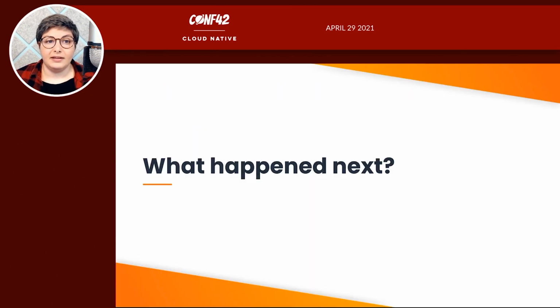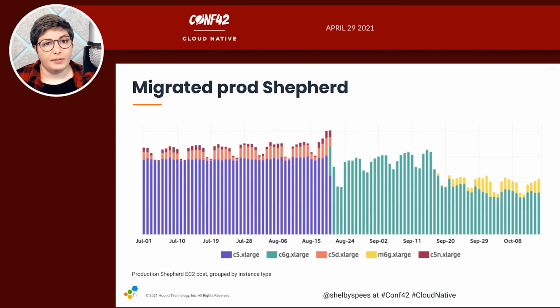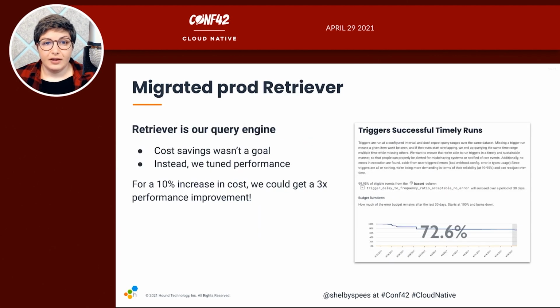So what happened next? We felt confident about Shepherd, so we migrated Prod Shepherd and saw a similar cost reduction. For Retriever, we didn't care so much about reducing costs. What we wanted to improve was performance. We care about fast querying. So it turns out that we could opt to spend a little bit more to get double the number of cores, since each ARM64 core is able to handle 50% more load than on equivalent Intel chips. We ended up with triple the performance. So once we were already all in on Graviton2, migrating Retriever was a no-brainer.